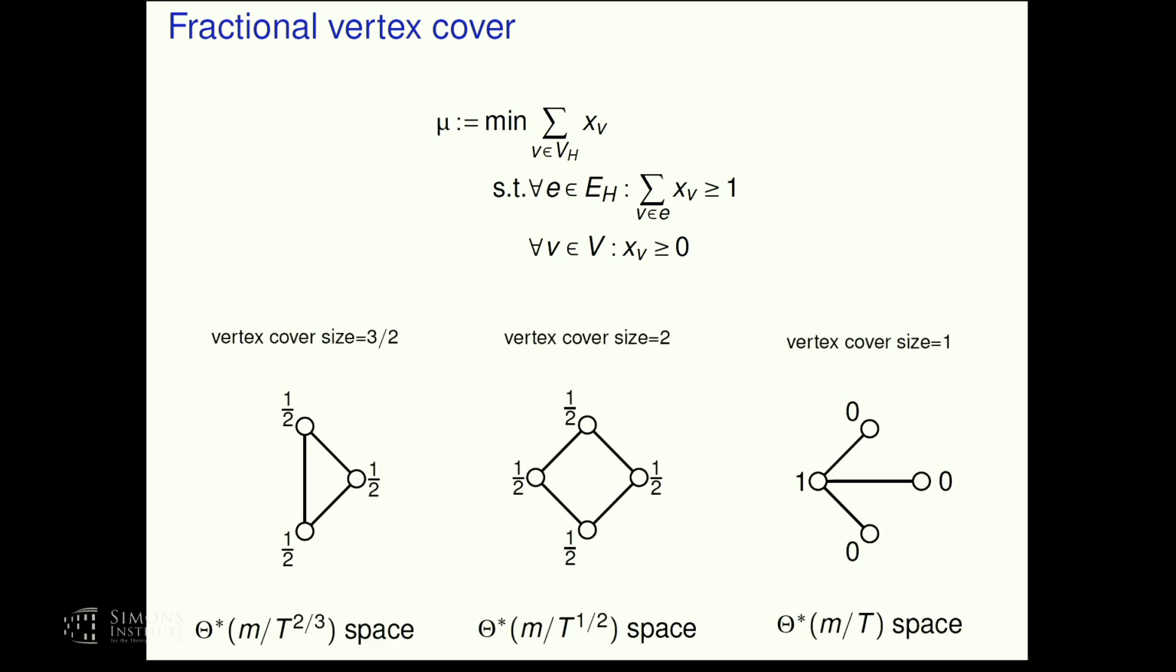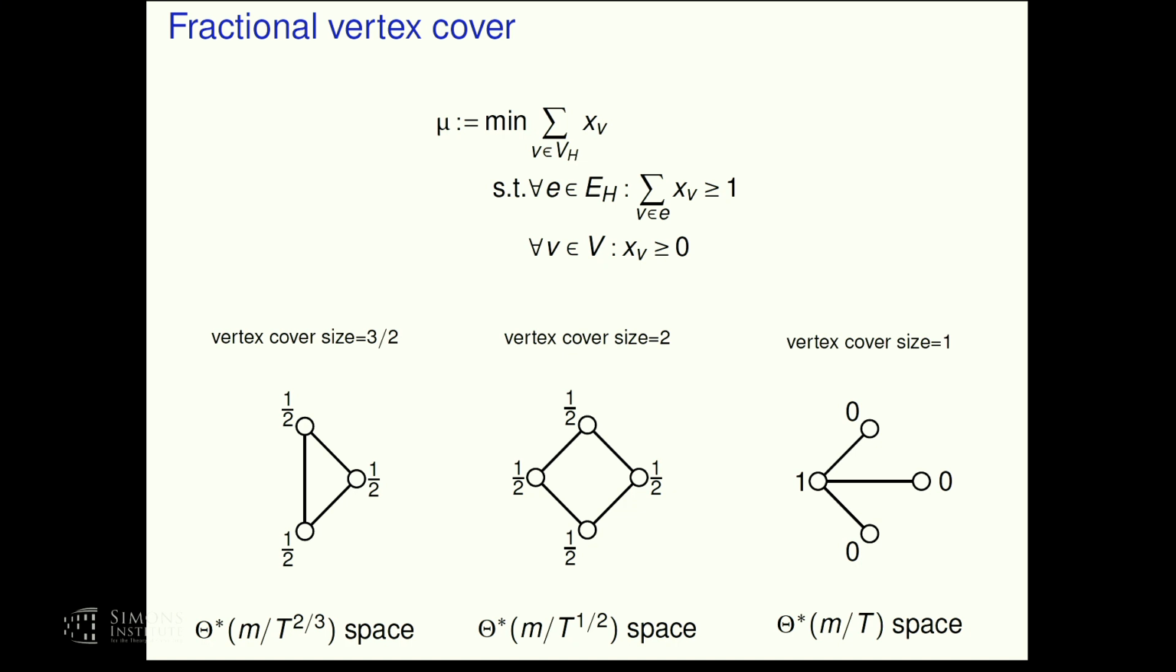So what is the fractional vertex cover? Let me remind you. Suppose that I have my graph H, so let's say a triangle or maybe a star or a 4-cycle. The fractional vertex cover is the smallest amount of mass that I need to put on the vertices of the graph to ensure that every edge in the query graph is covered to the extent of at least one. So I'm trying to cover edges by vertices, and I want to minimize the amount of mass that I put on the vertices of the graph.